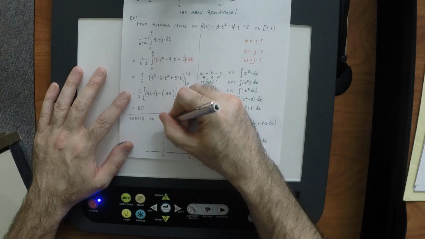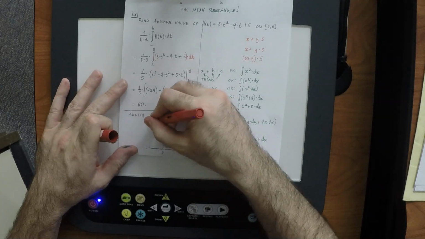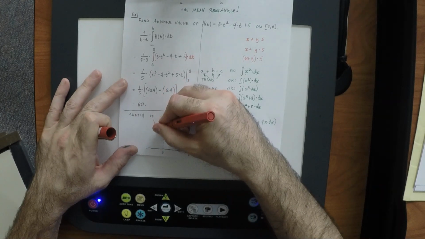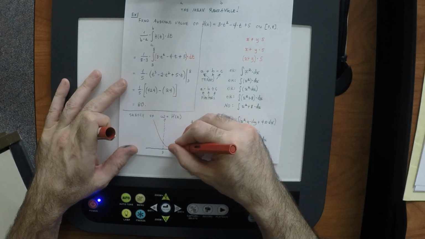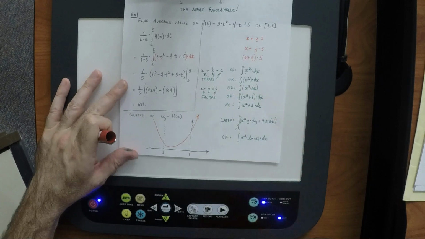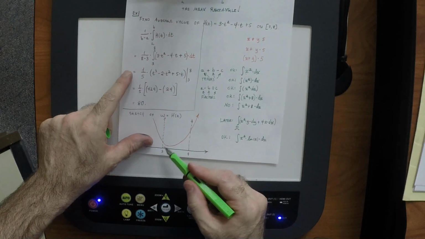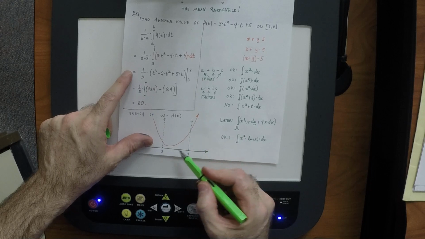3 and 8 there. And some kind of parabola. I don't know where the vertex is. I'll just pretend that it's about right there. All right, so I drew a parabola. What does 80 have to do with this picture? Height of what? Right. Can you see this area? That would be the integral of this red function.